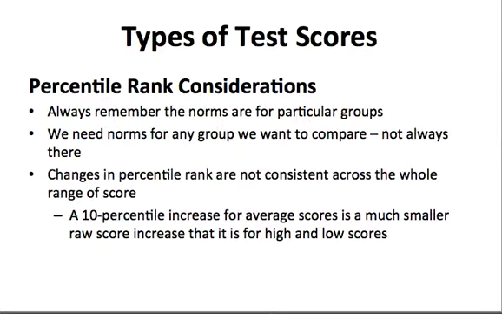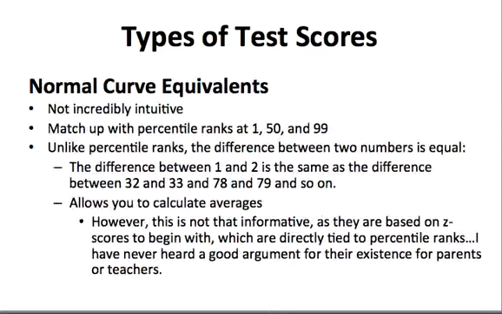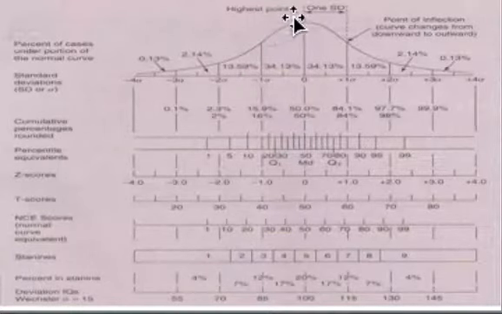Third point, changes in percentile rank are not consistent across the whole range of scores. The idea here is that when we are bunched up in the middle, there are so many people in the middle of the distribution. I'm going to skip ahead for a second to this. This is the normal curve.